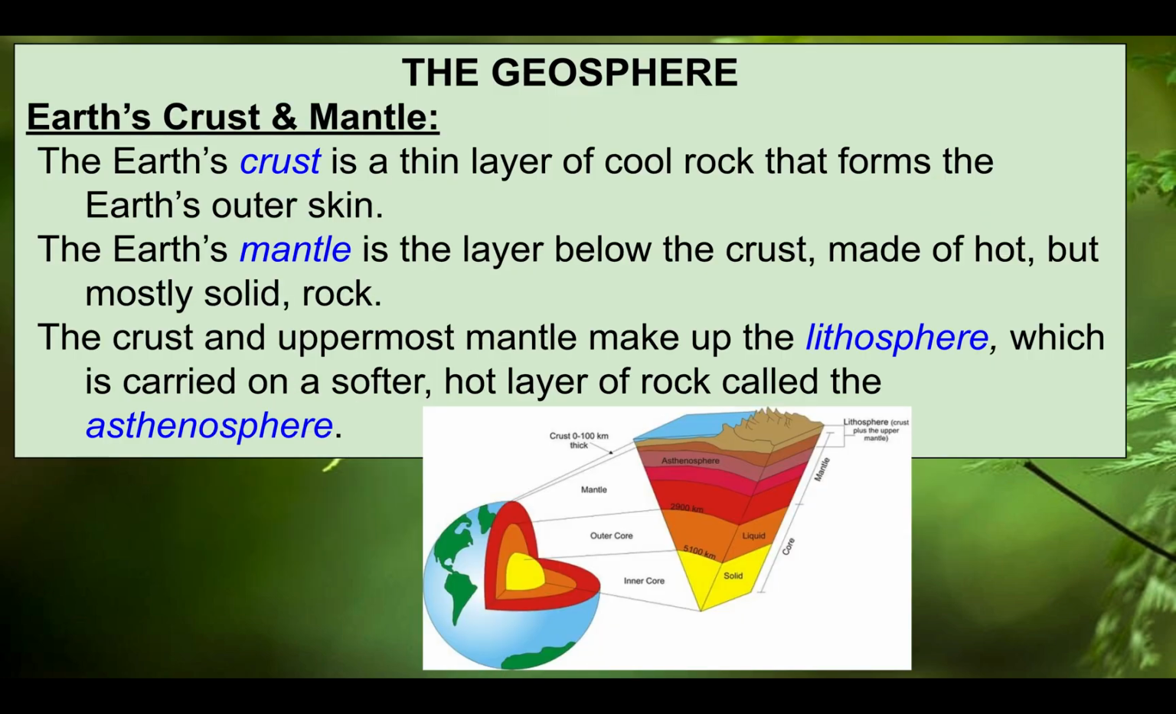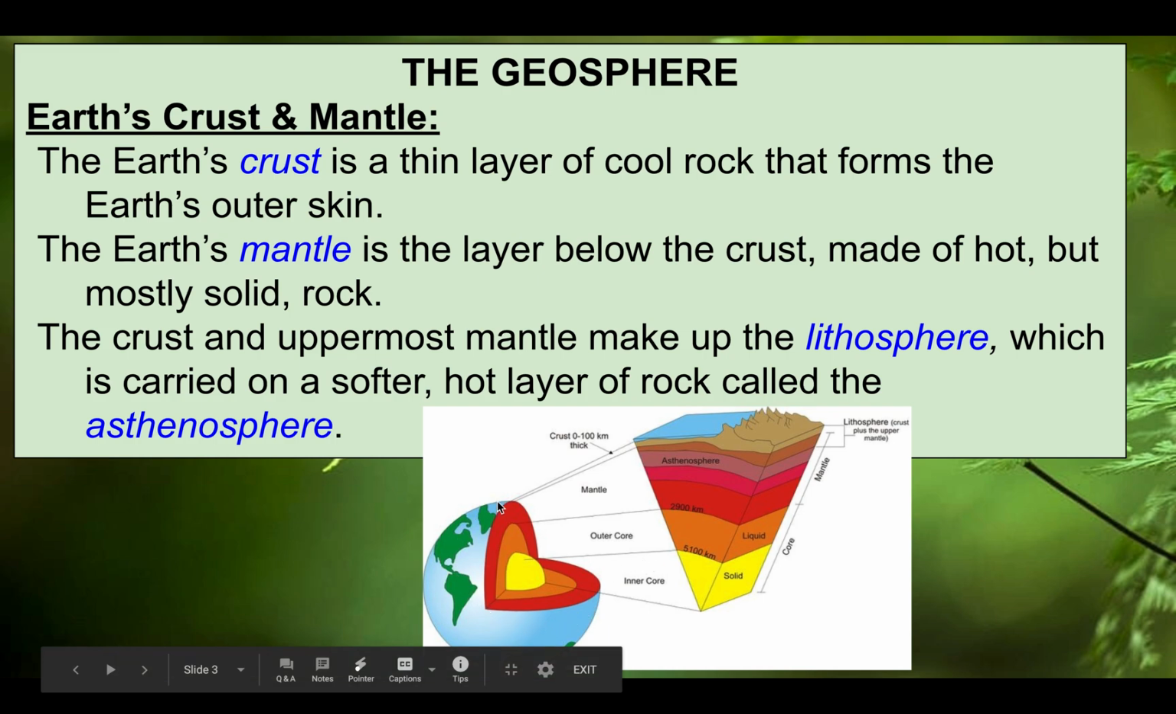So the geosphere is Earth's crust and the mantle. The crust is the thin layer of rock that forms on the outer skin. So it's this outside part out here. This is the crust, okay? And the mantle is the layer just below the crust. So it's going to be this red area right here. And it's hot, but it's mostly solid rock. So you're not going to have lava and magma.